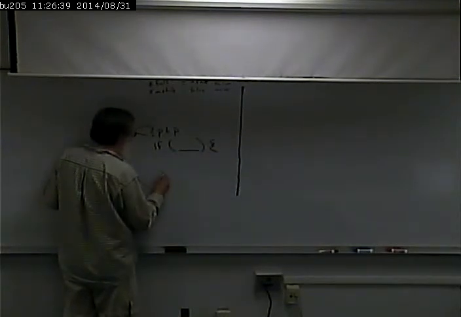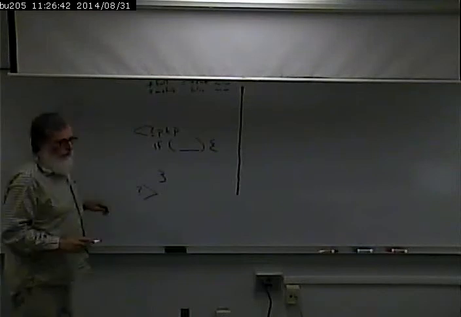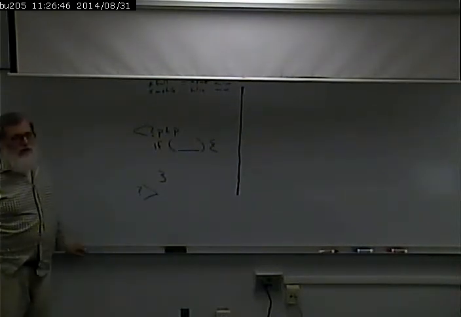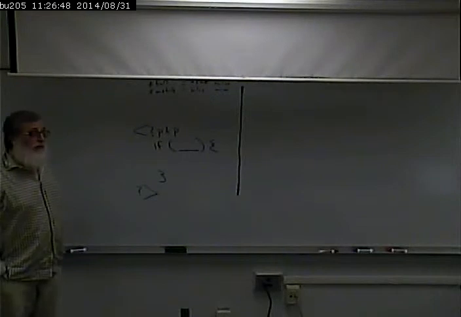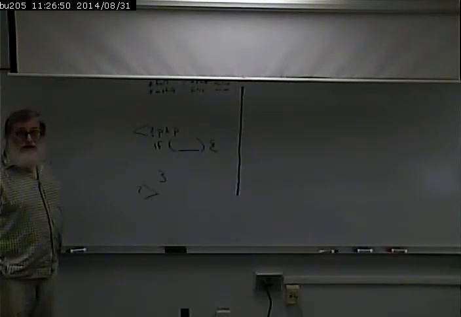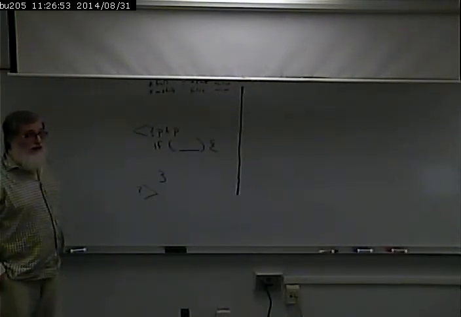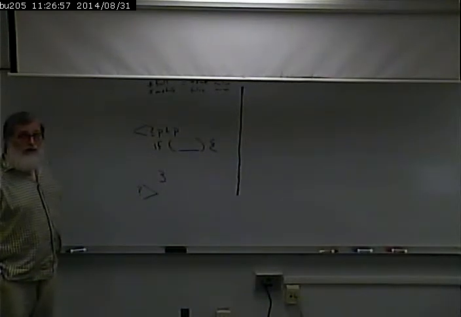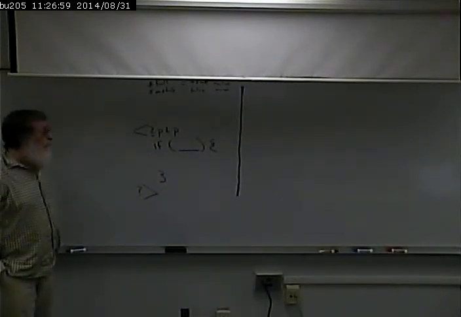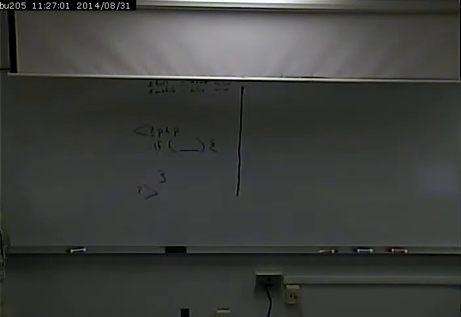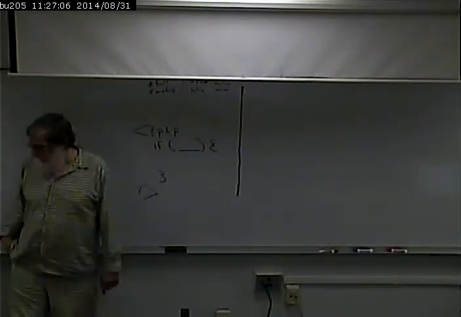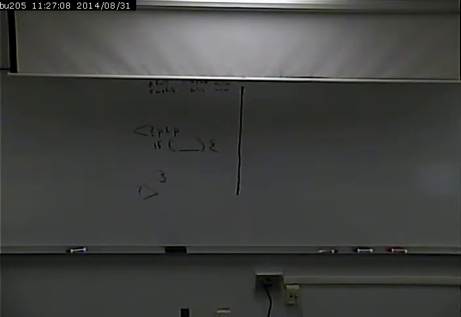PHP if statements look like this, all right? It's very similar to the way an if statement would look in JavaScript. It would be the way an if statement would look in C sharp. It would be the way an if statement would look in Java. So this is a pretty common form for an if statement. And the way this works is I have a condition within the parentheses. The condition is something that translates to either true or false.